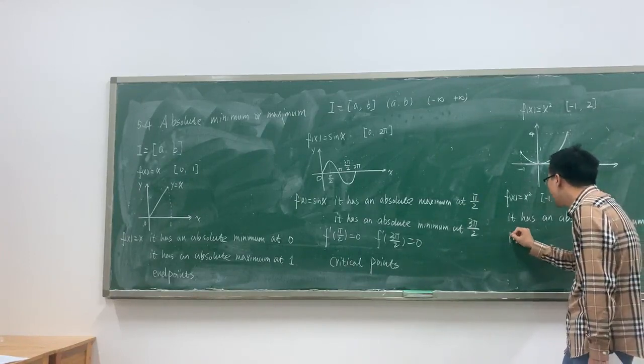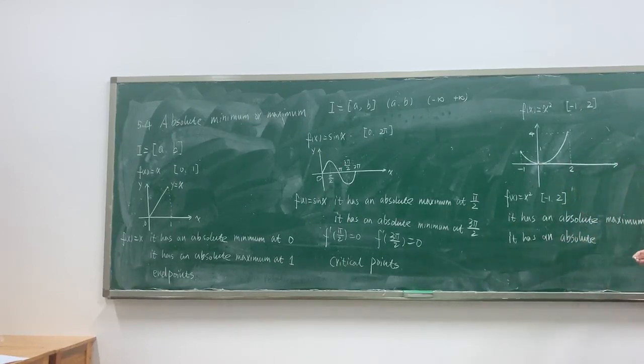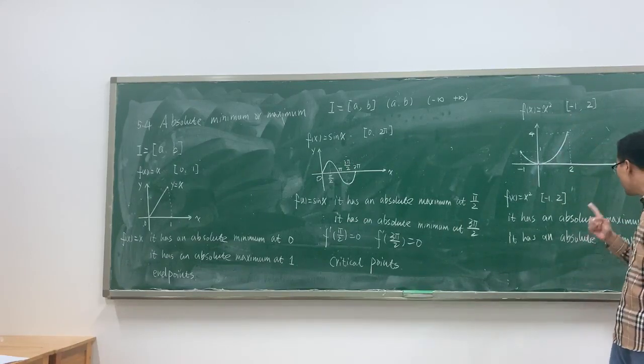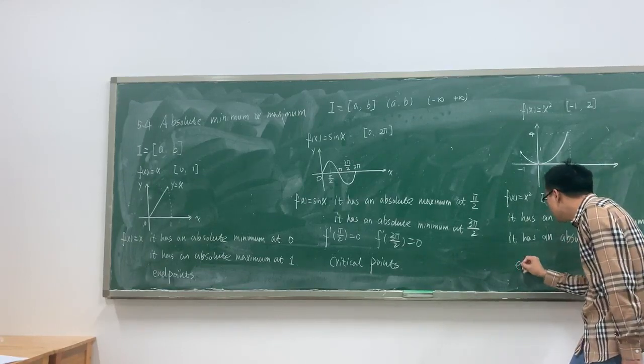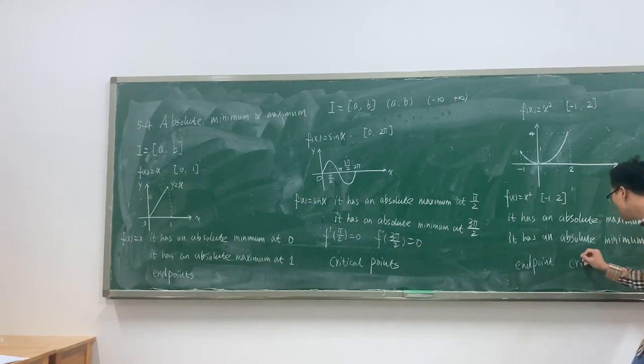And it has an absolute minimum at 0. So here we can see 2 is the endpoint of the interval, and 0 is the critical point of the function. So here it means that the absolute maximum is taken at the endpoint, and the absolute minimum is taken at the critical point.